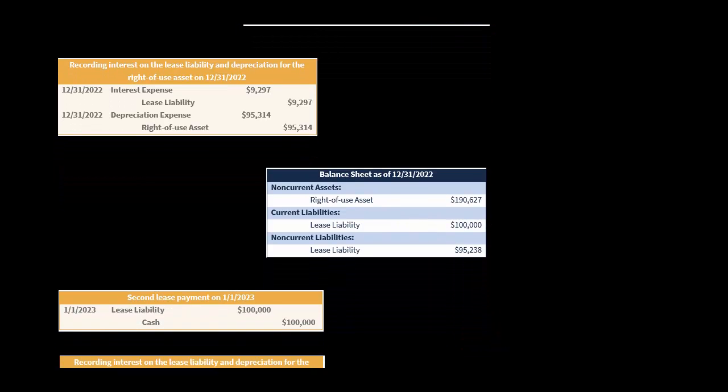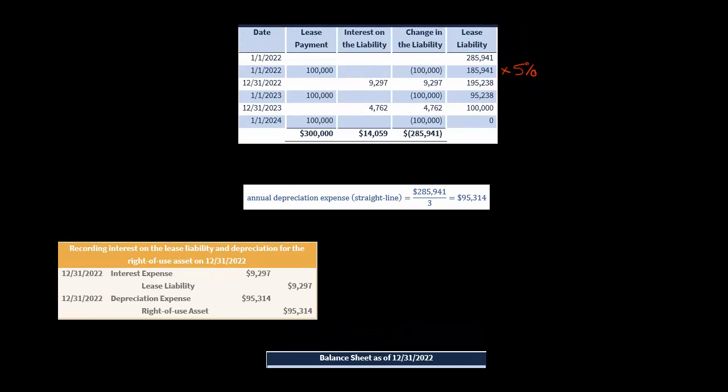So I'm just trying to show you what the financial statements would look like. This would be the effect on the income statement. We've got $95,314 depreciation expense, $92,097 of interest expense, okay? And if you add these together, those are total expenses related to the lease for the 2022 fiscal year. And then we got our statement of financial position. Now, notice something here. Just want to point something out.